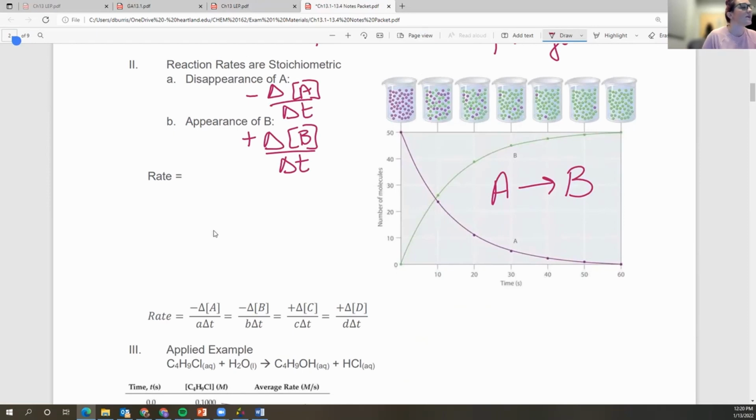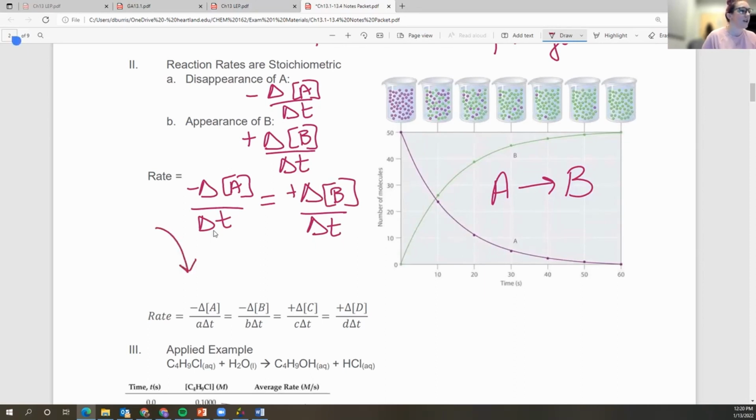They're a one-to-one ratio. So I could write that the rate is equal to negative change in concentration of A over change in time, which is also equal to the positive change in concentration of B over change in time. Okay, and what I want you to notice is I've actually written a generic rate formula, to calculate rates based on the stoichiometry right here.